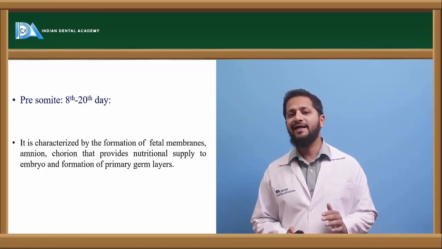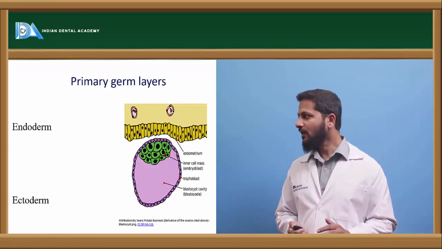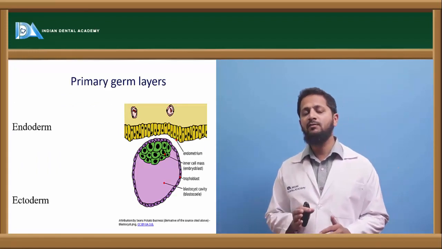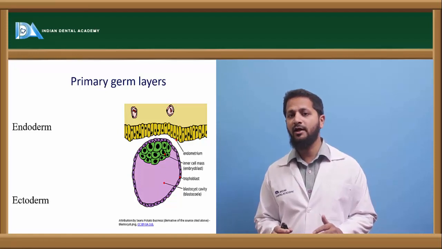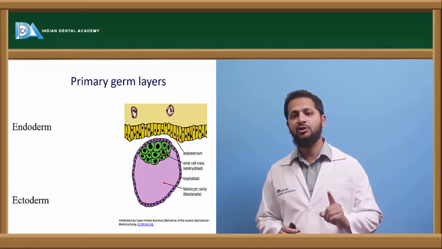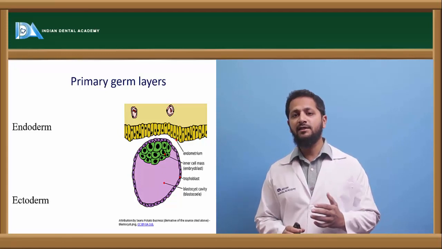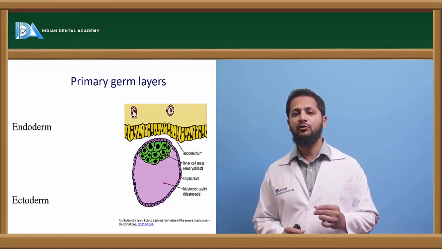Now what exactly are the primary germ layers? Some of the cells in the inner cell mass of the blastocyst become flattened. They are called the endoderm, which is the first primary germ layer to be formed. The remaining cells become columnar and result in the formation of the ectoderm.